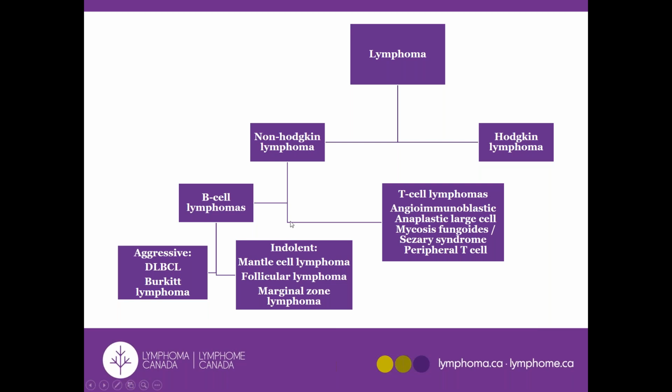Under B-cell lymphoma, again, we more clearly divide them up into aggressive and indolent lymphomas. Under aggressive lymphomas, the most common subtype would be diffuse large B-cell lymphoma. And then there are some very aggressive types, such as Burkitt lymphoma, for example. And under indolent lymphomas, we have numerous subtypes, each with a bit different clinical presentations, prognosis, and potentially treatment approaches. So follicular lymphoma, mantle cell lymphoma, and marginal zone lymphoma would be the more common indolent lymphoma subtypes.